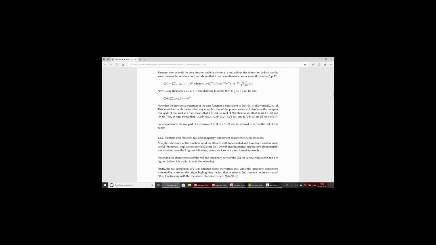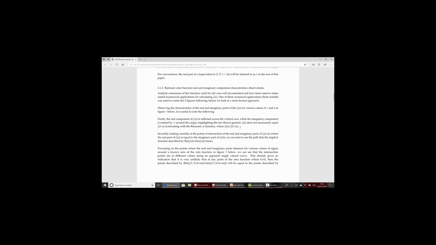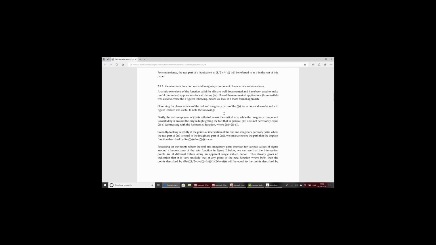For the rest of the paper, the real part of s, a half plus or minus b, will be referred to as sigma. What we will do first is have a look at the characteristics of the real and imaginary components of the zeta function. We can do this quite easily because there are a number of numerical applications which can be used to calculate the various values of the real and imaginary parts of zeta.